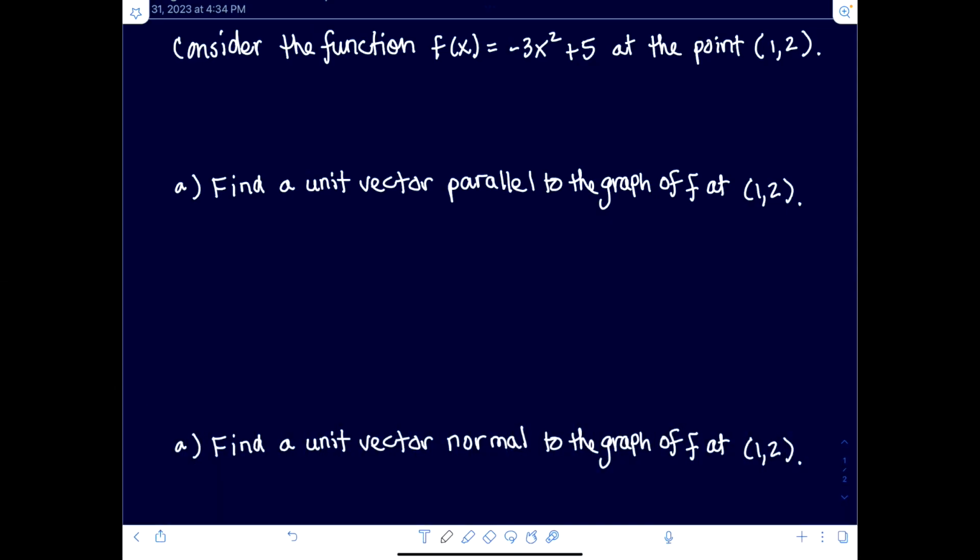Hey there, it's Shannon Math Chick Myers, and today we are looking at how to find a couple of vectors, one of which is parallel to this function, negative 3x squared plus 5 at the point (1, 2), and the other one which is normal to the graph at that point. So let's do it.